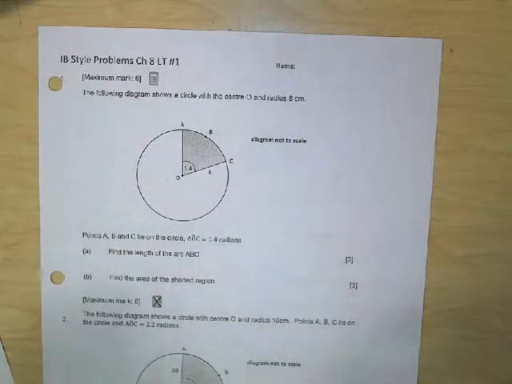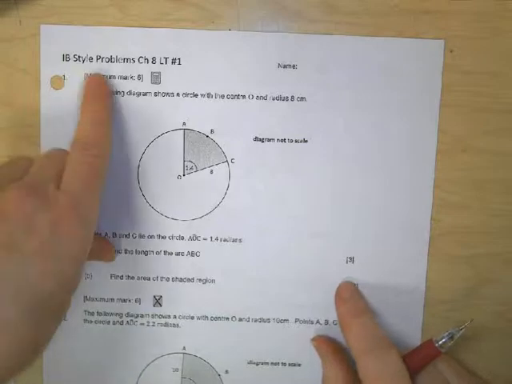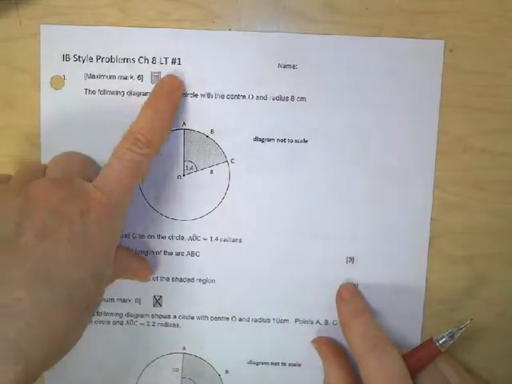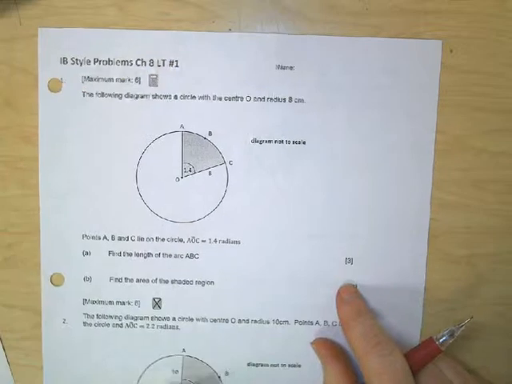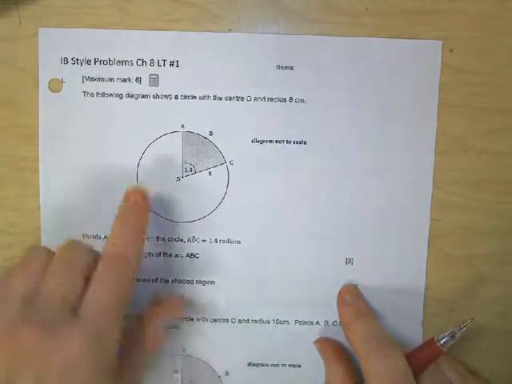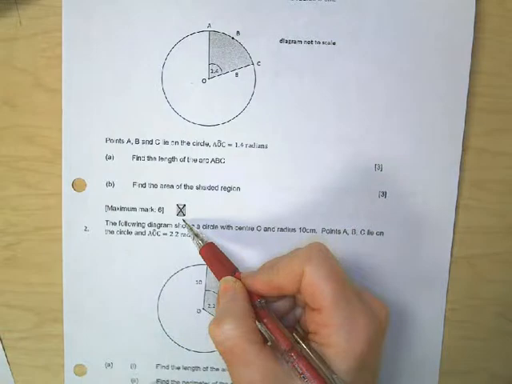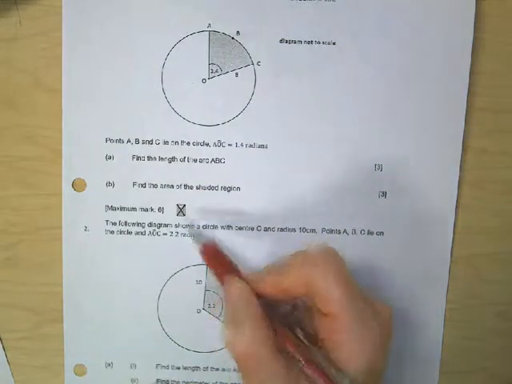Okay, so I'm just going to do the last problem on this assignment, IB Style Problems, Chapter 8, Learning Target Number 1, because the front page you should be able to do. It's really straightforward. Just make sure you're using the right formula. Notice the icons here. This one you can use a calculator. This one you cannot use a calculator. So you're going to use your own fabulous multiplication skills to try and do this one.